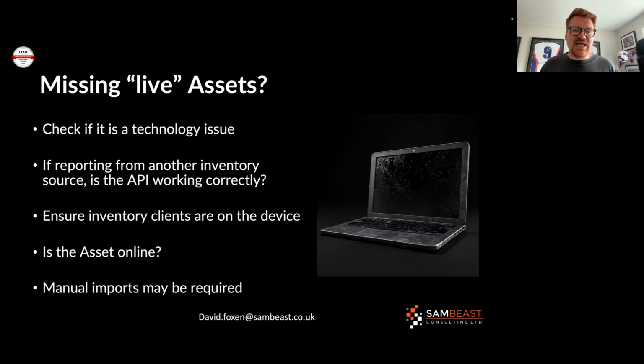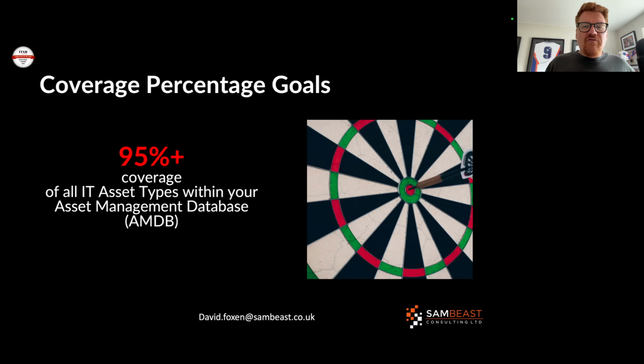And finally, if there's any missing live assets that you physically can't get to work into your AMDB automatically, manually import it. There's no excuse not to have it in the AMDB. You can manually import it in, update all the procurement records yourself, the serial number, the asset tag, the asset type owner, all of that fun stuff. All of the life cycle dates as well, just import it. If you need to, you need to. I mean, it's not ideal, but you'd rather import it and have that asset in the AMDB than not have any visibility of it.